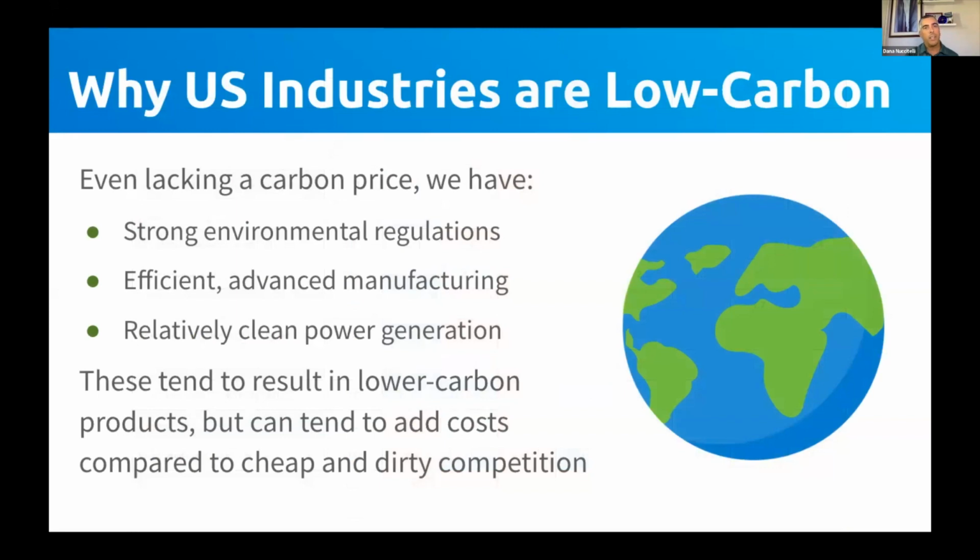So you might ask, why are US industries low carbon, especially given that we don't yet have a carbon price in place? But what we do have are strong environmental regulations, some climate regulations, some other air pollution regulations, as I mentioned, that as industries meet these regulations, do things to make their processes more efficient, that tends to also reduce their carbon emissions and carbon intensity. We also have good, efficient, advanced manufacturing processes that, since we can't necessarily compete with cheaper products from abroad, we try to make up for that advantage by making good, high quality products, making them very efficiently. And as a result of that, that tends to result in relatively low carbon intensity of products.